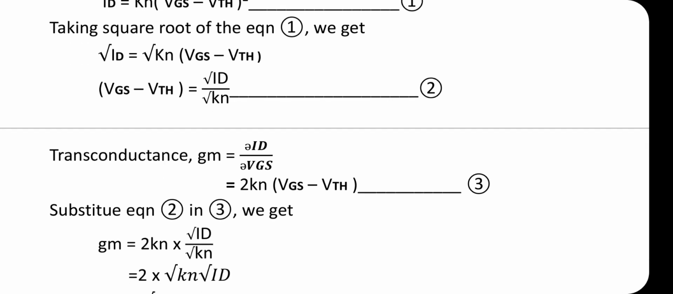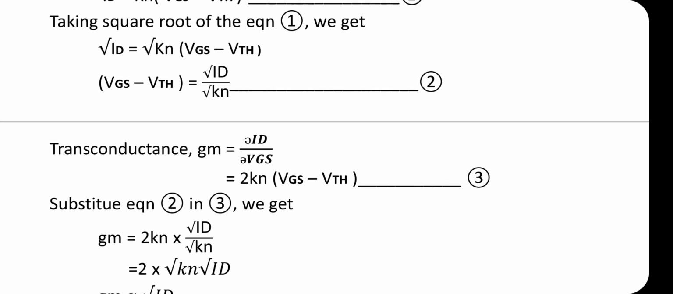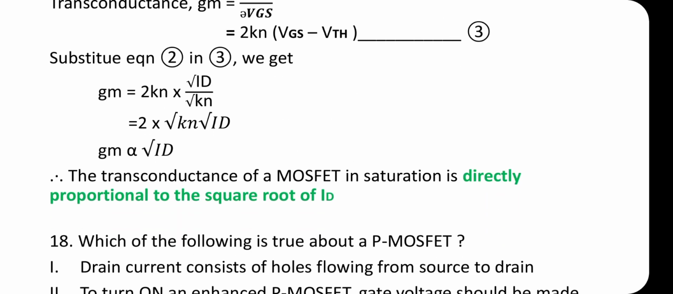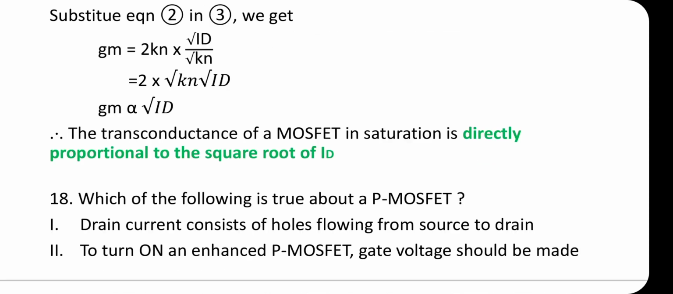Substitute equation 2 in equation 3, we get gm equal to 2 Kn into root ID by root Kn. When cancelling Kn by root Kn, we get root Kn in the numerator. That is, gm directly proportional to root ID. The transconductance of a MOSFET in saturation is directly proportional to the square root of ID.